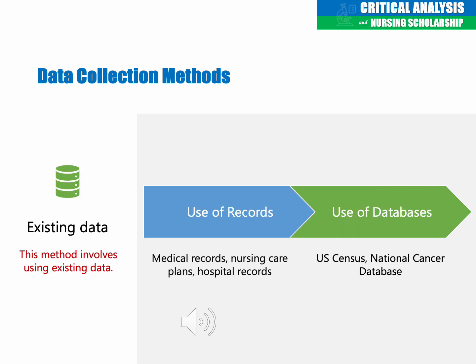And the fourth data collection method is the use of existing data. In some other books, we call this secondary analysis. In this type of data collection method, the researcher uses data that has already been collected. For example, electronic health records. For example, government databases. Or for example, hospital quality reports. This data has already been collected. We call it existing data. It could either be use of records or use of databases.